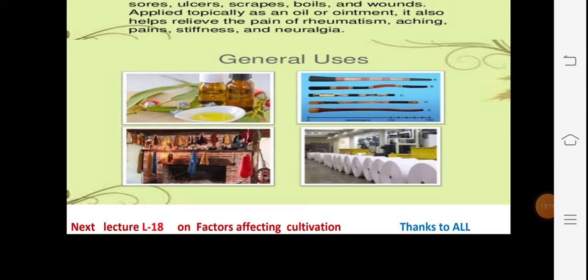The last point of this topic, the lecture, is based on the factors affecting the cultivation. Okay, thanks to all.